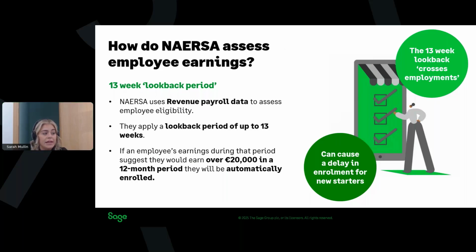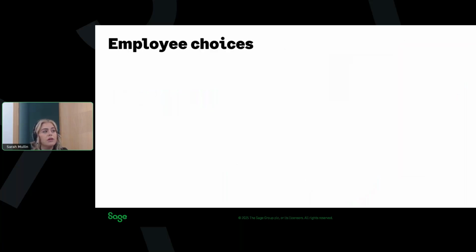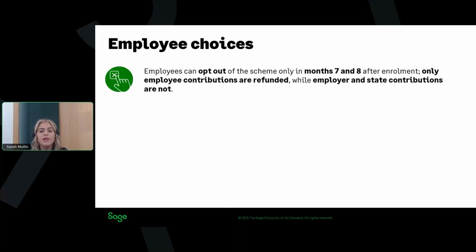Now, if an employee is auto-enrolled into My Future Fund, they are going to have some choices when it comes to auto-enrolment. First, employees can opt out of the scheme, but this is only in months 7 and 8 after enrolment. So they do have to be in the scheme for a minimum of 6 months. If they do choose to opt out, it is their own contributions that will be refunded back to them. The employer contributions and the state contributions will remain invested in the pension pot.